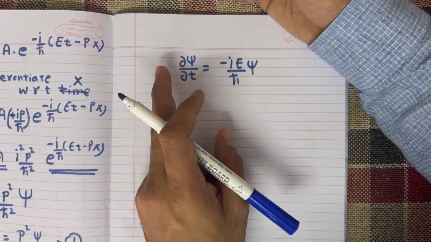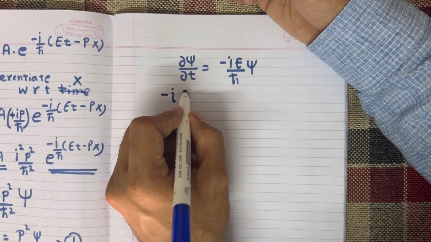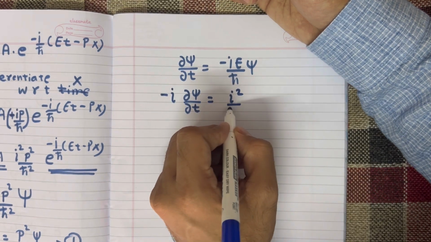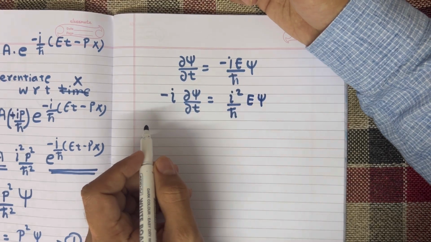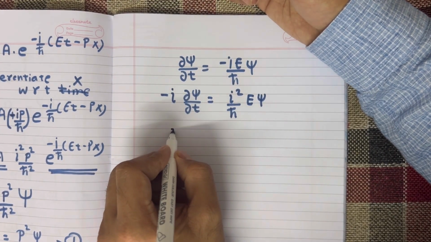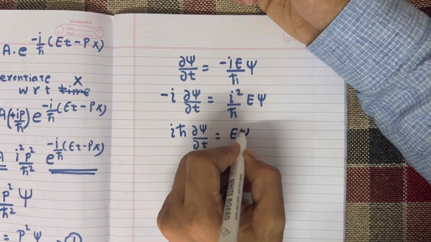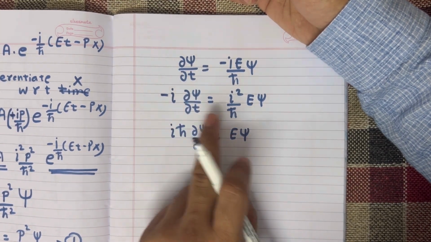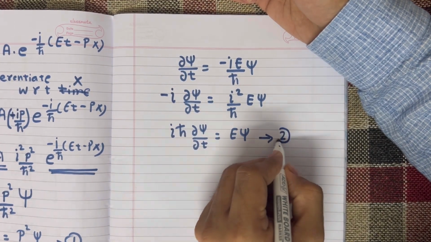Now if you multiply both sides by minus i, like this, here it becomes i square. Now i square is minus 1, that we know, it gets cancelled, so you will ultimately get i h cross del psi by del t equal to E psi. This i square is minus 1, this minus and this minus get cancelled, so it will be i h cross del psi by del t equal to E psi. This is the second equation.